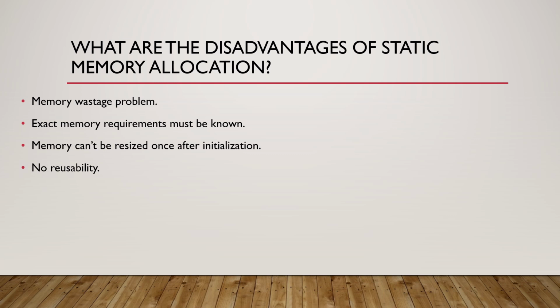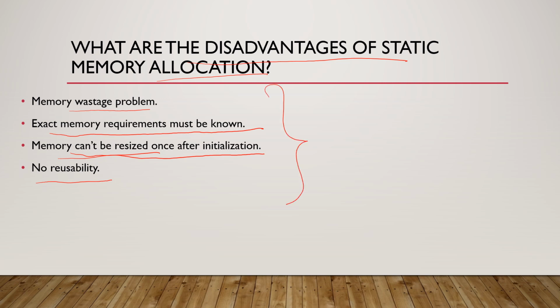Now let us understand the disadvantages of static memory allocation. The first disadvantage is that the memory space is wasted in static memory allocation. The second disadvantage is that exact memory requirements must be known before execution. The third disadvantage is that once the memory is initialized, it can't be resized further. And the fourth disadvantage is that static memory allocation cannot be reused. So these are some of the disadvantages of static memory allocation.